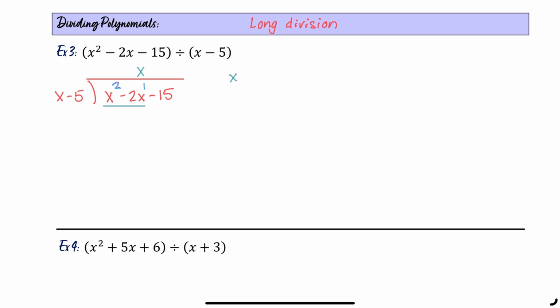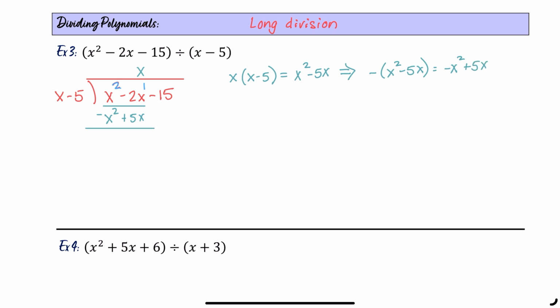Then I'm going to start my multiplication process and take x times x minus 5. Well, that will give me x squared minus 5x. But since I have to subtract that, when I come over to my division problem, I'll make sure I distribute the negative and make that negative x squared plus 5x, because I'm going to turn that into subtraction of that whole binomial.